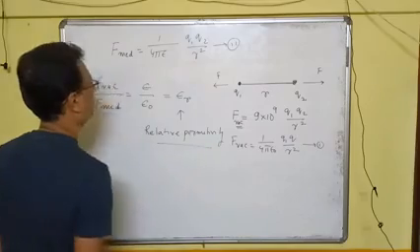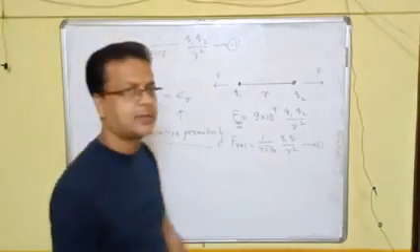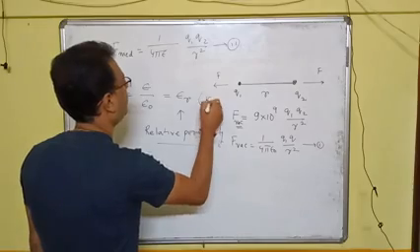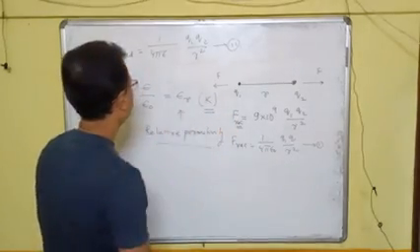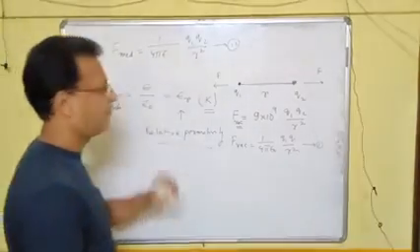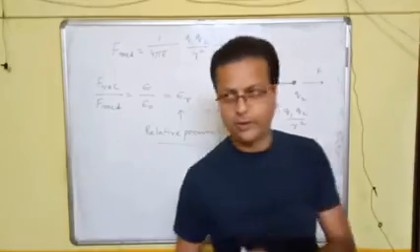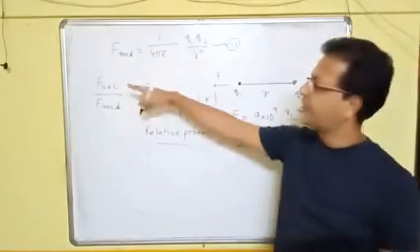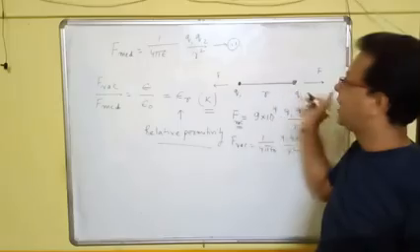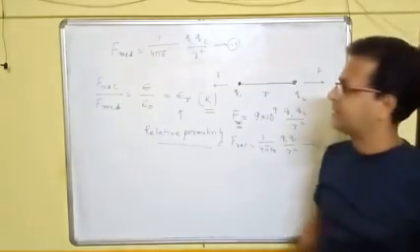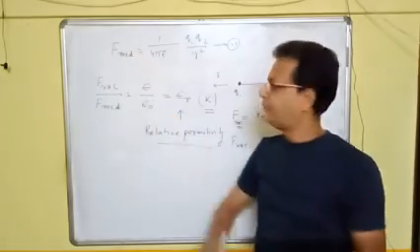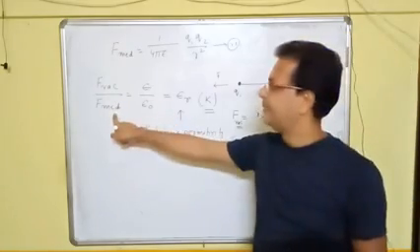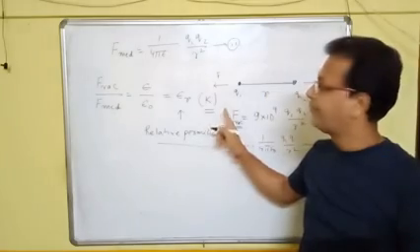It's called the relative permittivity, or sometimes it is also known as the dielectric constant. It is denoted by epsilon r, or sometimes also denoted by K, and it's known as the dielectric constant. So from here we can define the dielectric constant. What is the dielectric constant? The dielectric constant is the ratio of the force between two charges separated by any distance in vacuum to the force between the same two charges separated by the same distance in a medium. That is the definition of the dielectric constant.